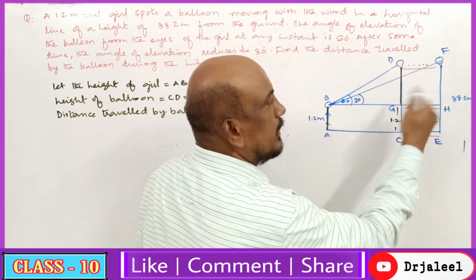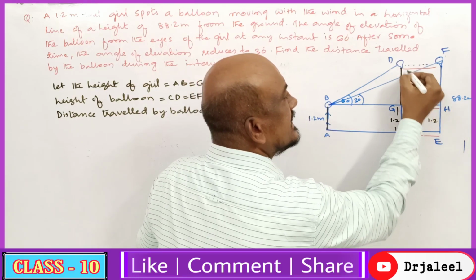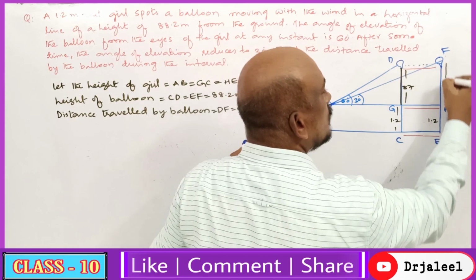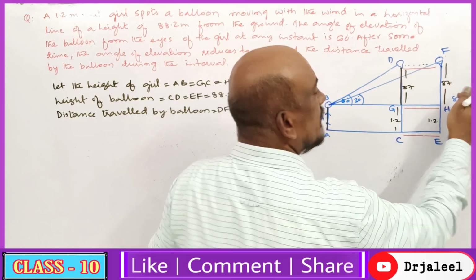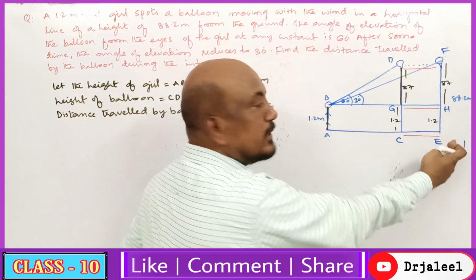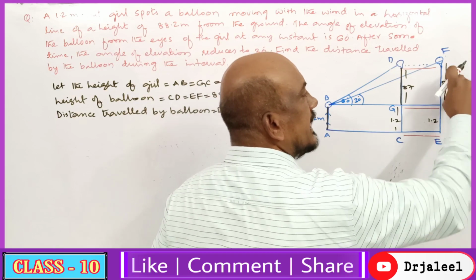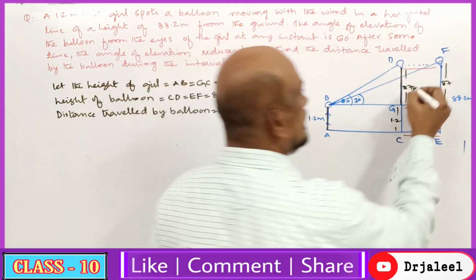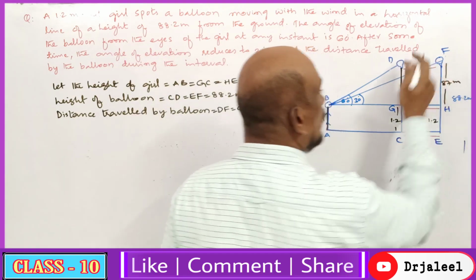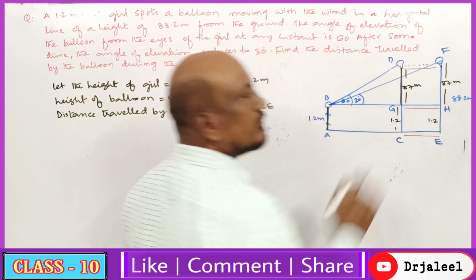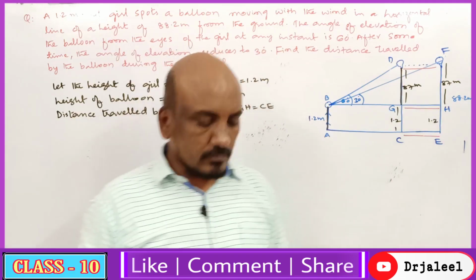88.2 minus this 1.2. So you will get this 87 from here to here. This also will be 87. Why? Because this total is 88.2, and if I exclude this 1.2, 87 meters will be the height of the balloon from the horizontal level.